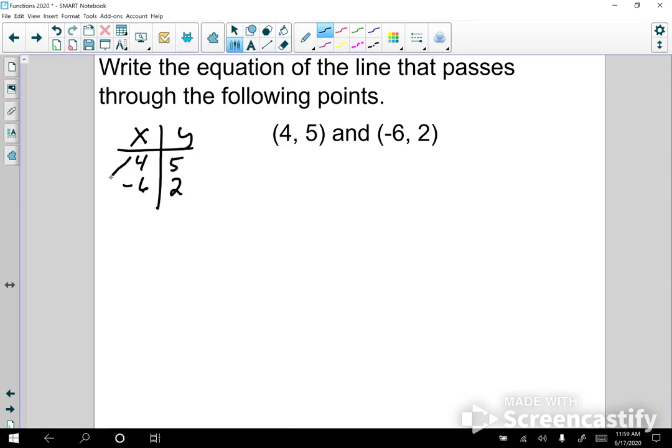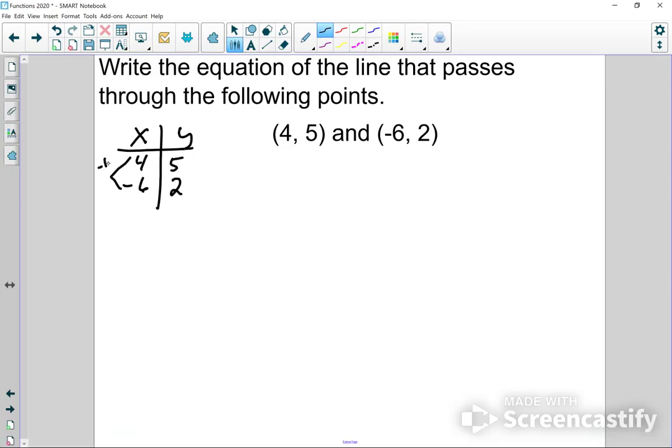So how did I get from 4 to -6? Well, I dropped back 10, didn't I? And from 5 to 2, I went down 3. So to get from 5 to 2, I had to go down 3. And to get from 4 to -6, I had to go down 10, correct?